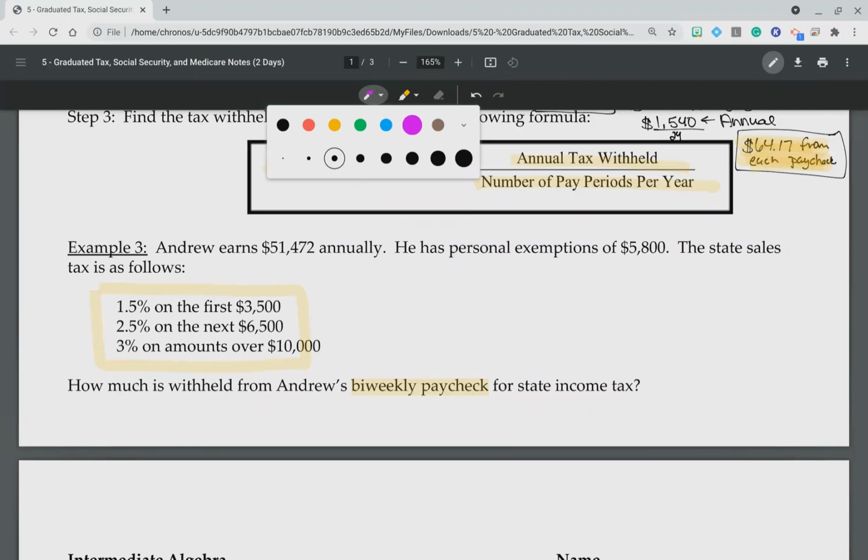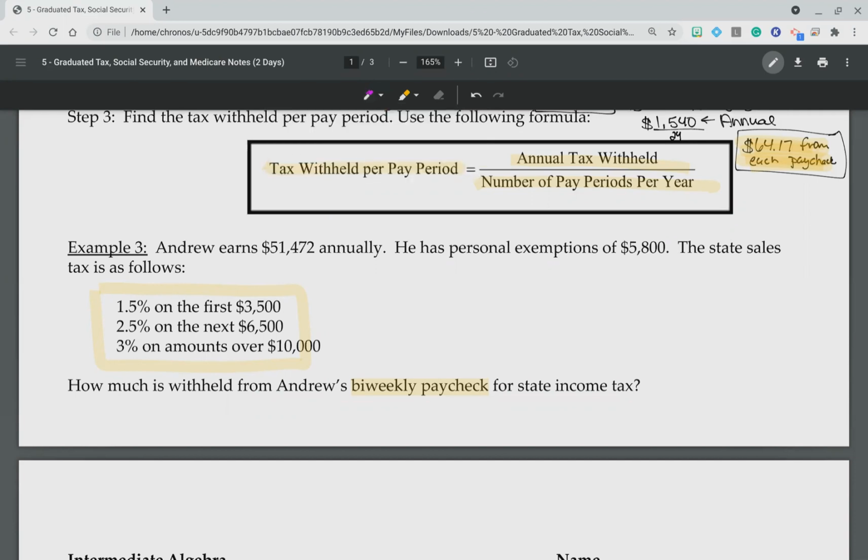Okay, so first off, I have to find my taxable wages. So I'm going to take my annual salary and subtract my exemptions, because remember, my exemptions are not taxed. So when I subtract that, I get 45,672. This right here is my taxable wages. So that's the amount of money that I'm going to be taxed on.